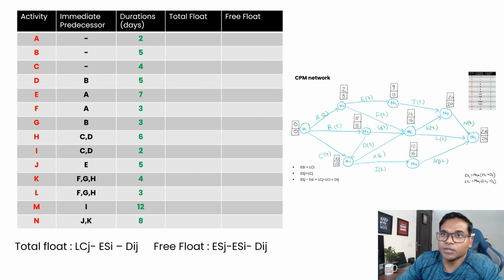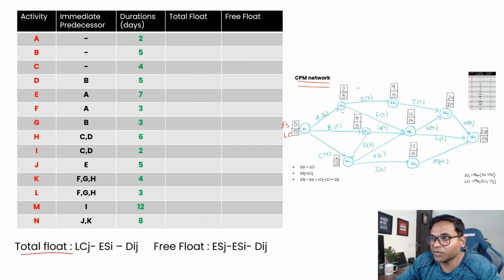So this is the table which I have kept here. We have been given this information: list of activities, list of predecessors, and duration. Remember, we have calculated the network diagram, and based on the network diagram we have calculated the early start and late completion for each node. Each node has these boxes, as you can see. Now the question is, what is the total float? Let's calculate it for each activity.